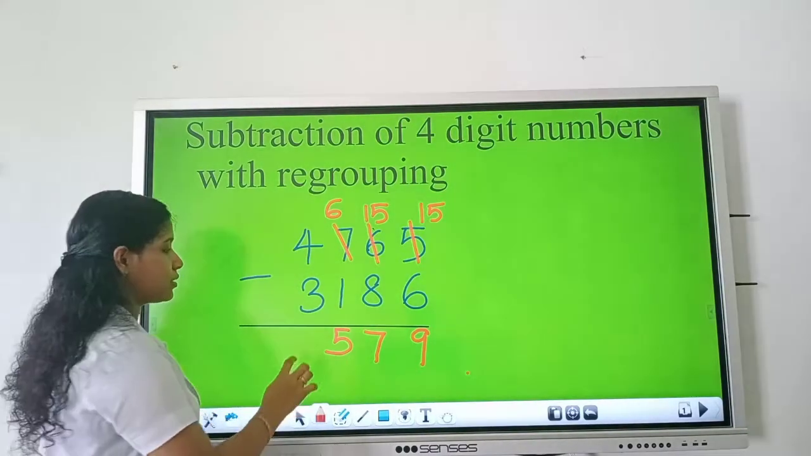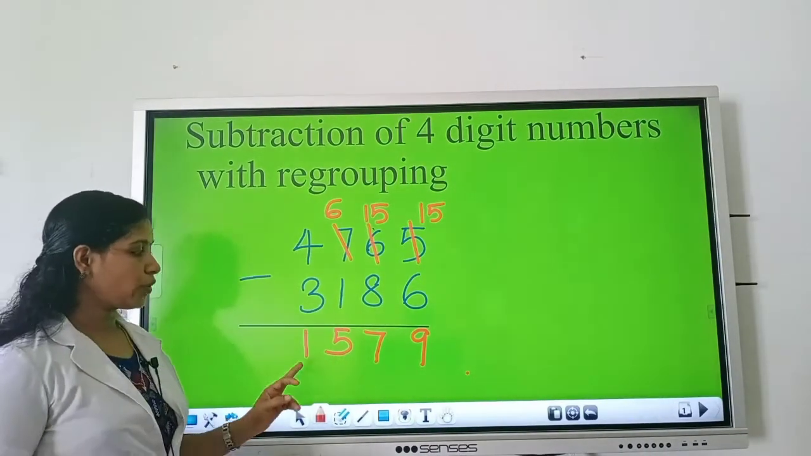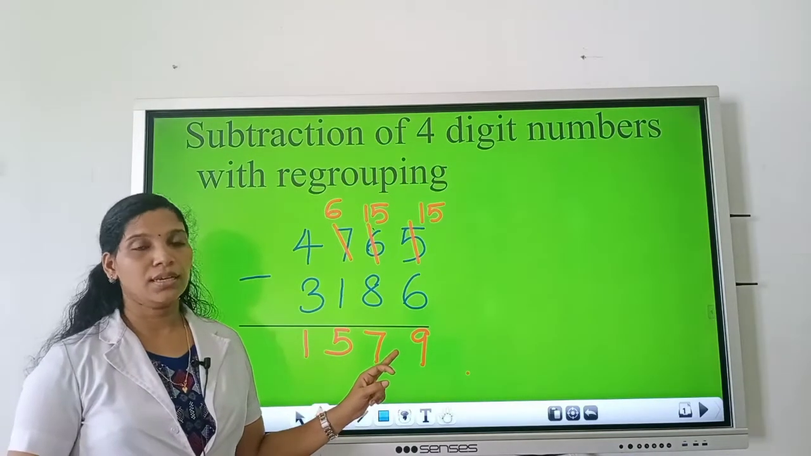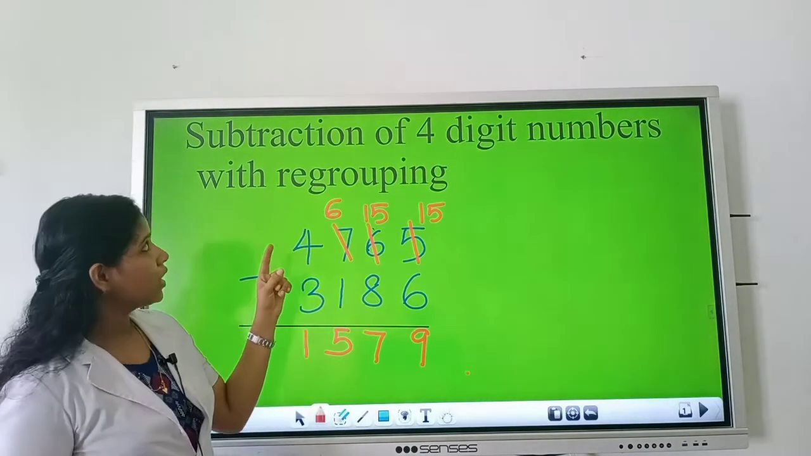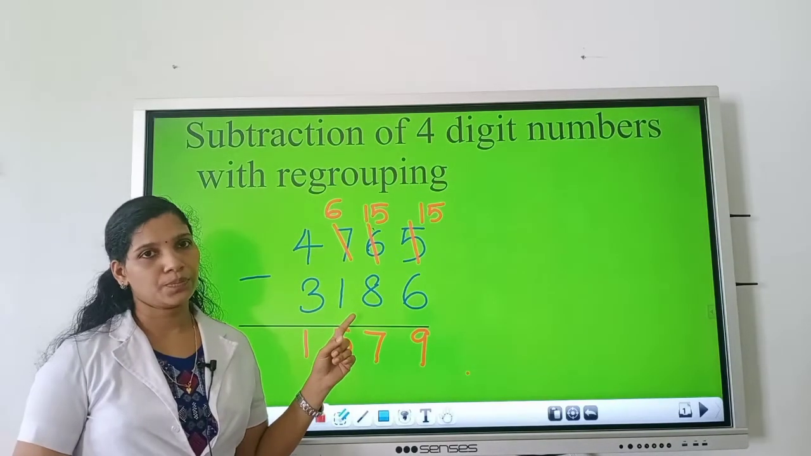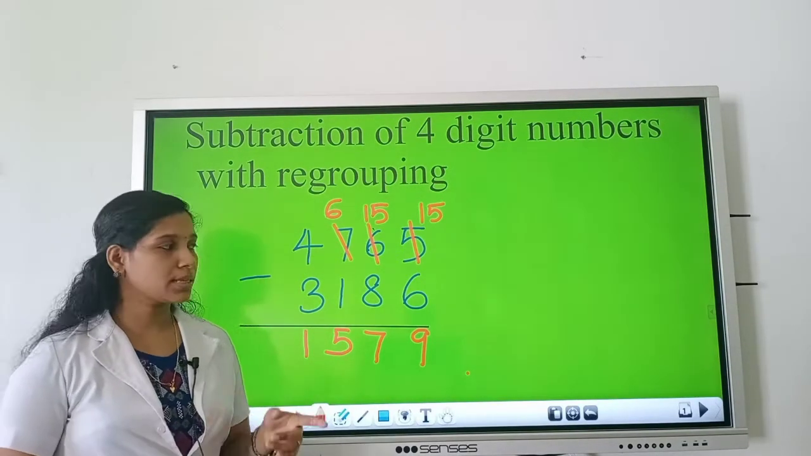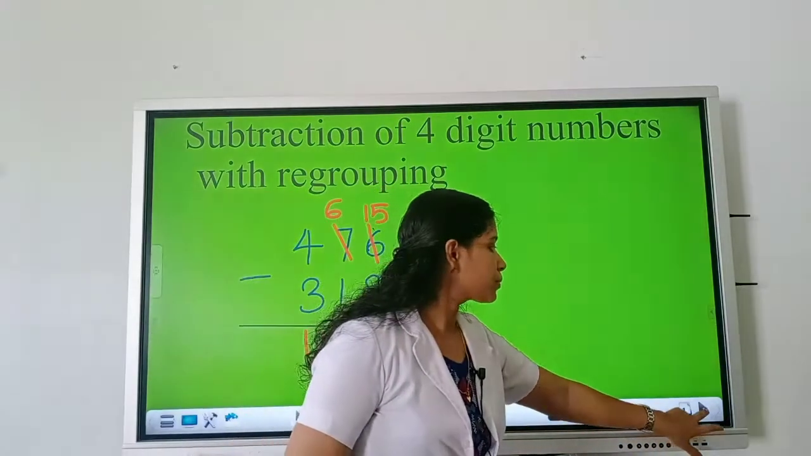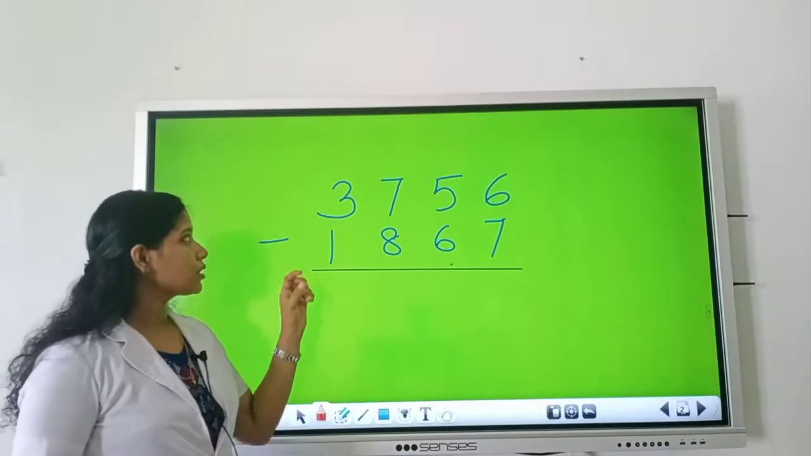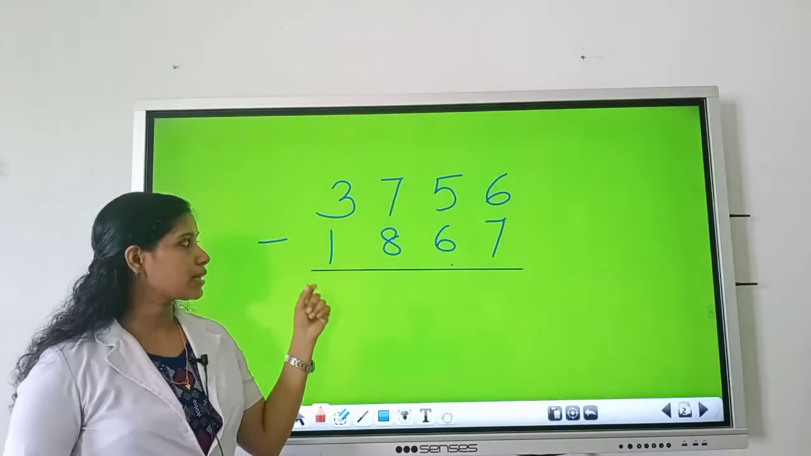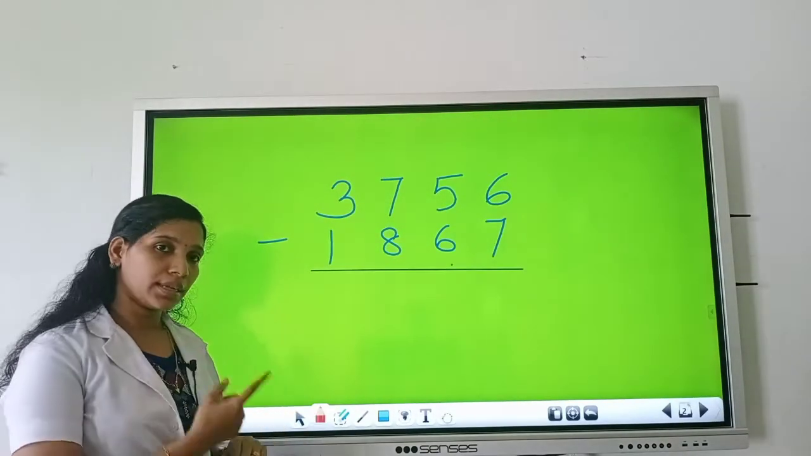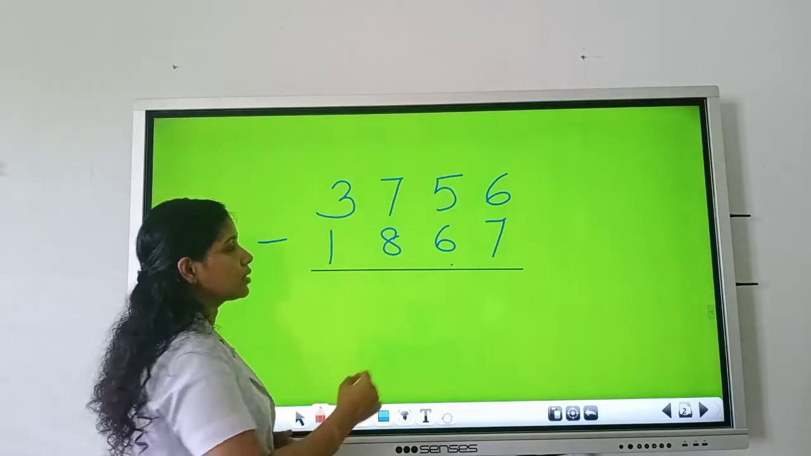4 minus 3, 1. So we got the answer as 1579. This is how we subtract a 4-digit number with regrouping. Okay, now let's see next. Another question. This is 3756 minus 1867. Starting with ones place.